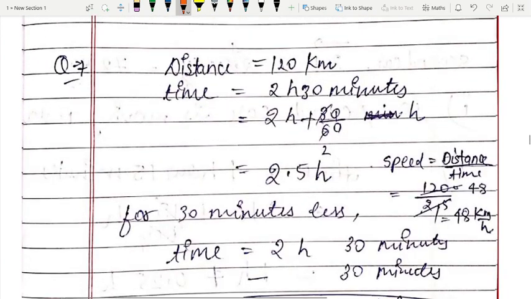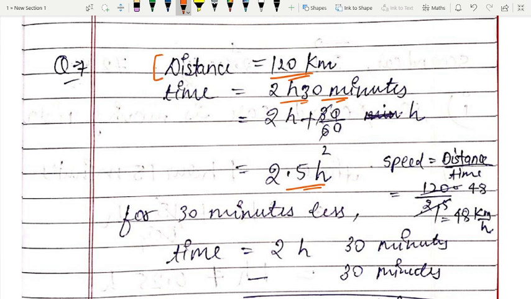Now let's come to question number 7. Distance is given in question number 7, 120 kilometer. Time is given as 2 hours 30 minutes. We will change it into hours. You will get 2.5 hours, as we have done before. So we can find out the speed for this distance.